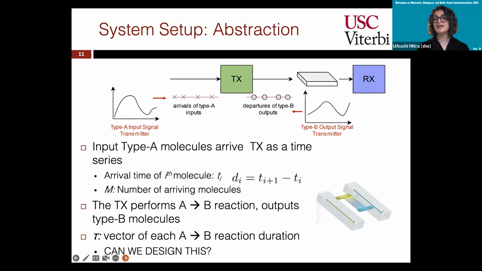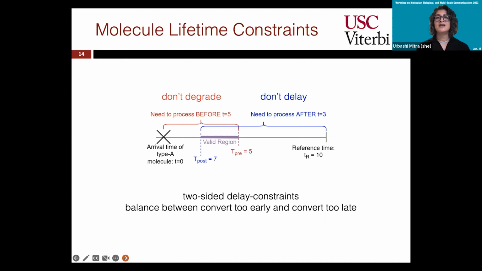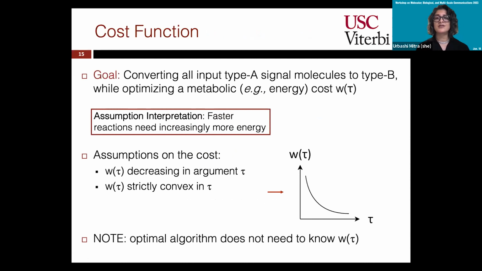So essentially, this boils down to us now having two constraints. We have this initial set of constraints. So if I have an arrival of a molecule here, I need to process it quickly before it degrades. On the other hand, I don't want to take too long to process it, because if I do, I'm not going to satisfy my delay constraints. This now means that I have a sort of valid region, which is the intersection of these two regions, that says this is the region in which I can effectively do my transmission over my propagation channel. And so this essentially converts our problem into having these two delays.